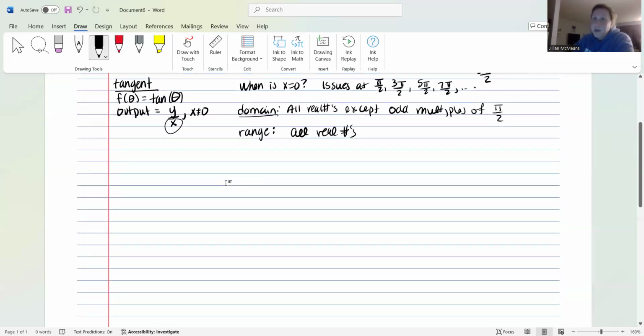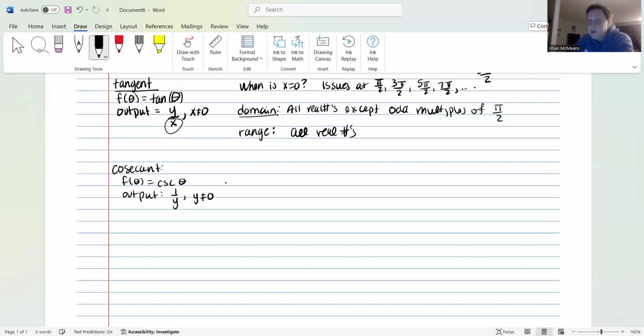Now, cosecant, secant, and cotangent are weird too, so let's go through them kind of quickly. So cosecant we can write as a function by saying f of theta equals cosecant of theta. We know the input is theta. The output is a very specific ratio. And we know that cosecant is the reciprocal of sine. Sine is y, so cosecant is 1 over y as long as y is not equal to 0.